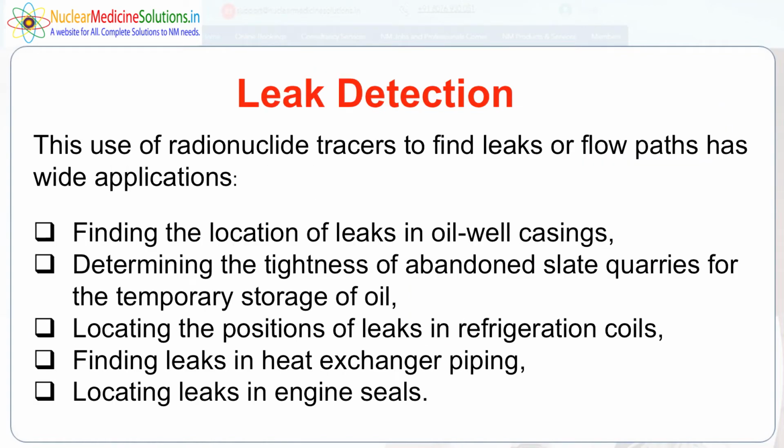Now comes the application of radiation in industry: leak detection. The use of a radionuclide tracer to find leaks in a flow path has wide application in industry. Finding the location of leaks in oil well casings, determining the tightness of buried coils for the temporary storage of oil, locating leaks in refrigeration coils, finding leaks in heat exchanger piping, locating leaks in engine seals. It means the places with the flow of liquid. If you want to know whether any leakage has taken place, radioactive material plays a very important role.